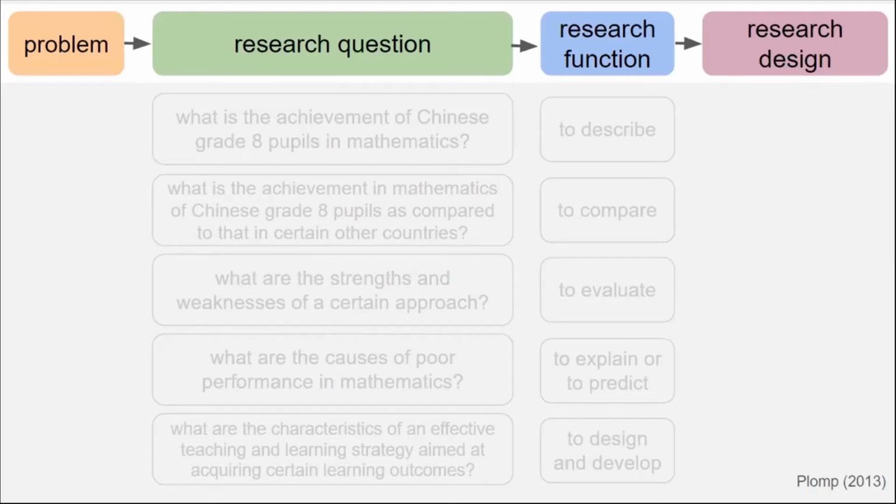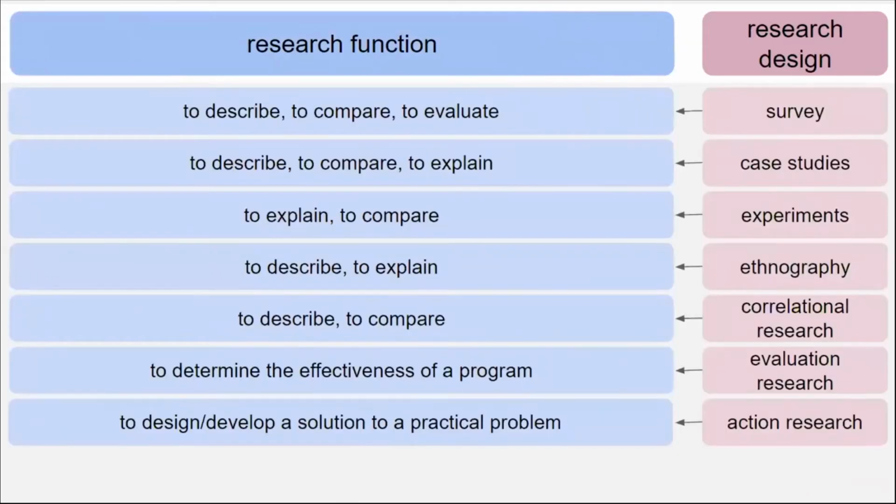So now let's take a look at some examples of research designs and their function. The most commonly used textbooks on research methodology in social science or in education present and discuss a number of research designs. Usually, each research design can be used for realizing more than one research function. Some examples of research designs and their possible functions are survey, that the function is to describe, to compare, to evaluate. Case studies, that the function is to describe, to compare, to explain.